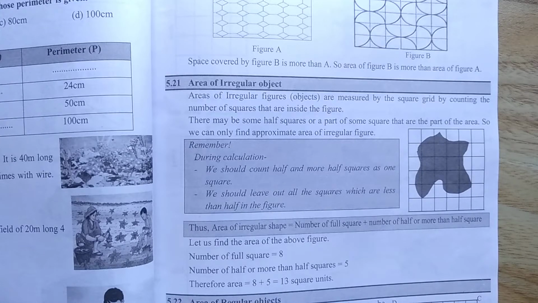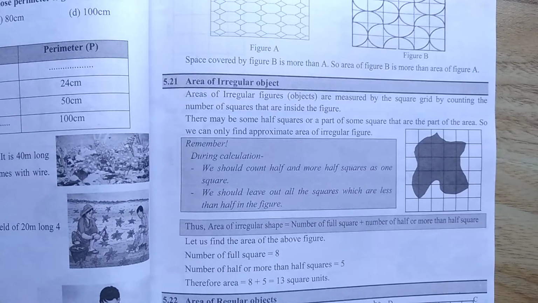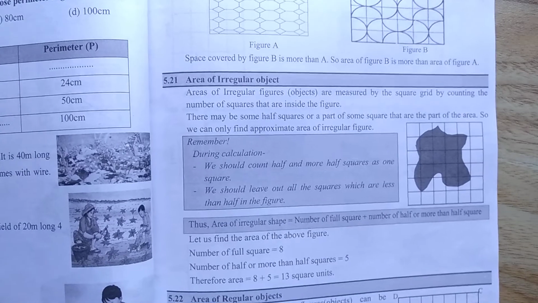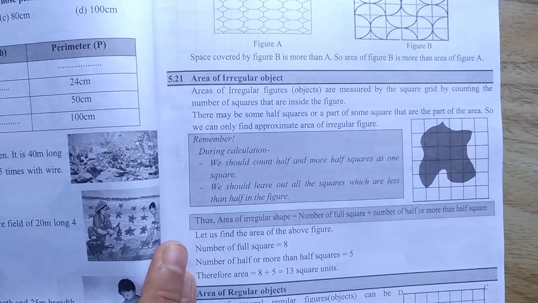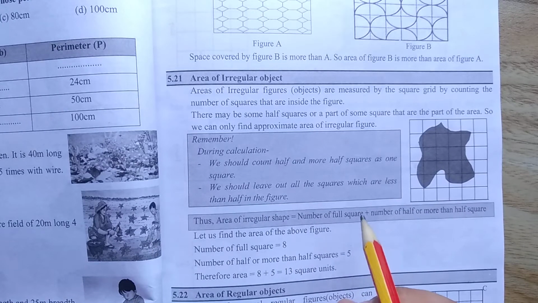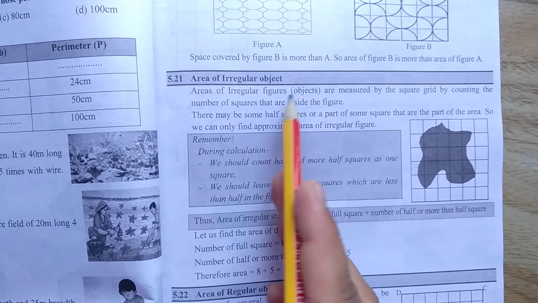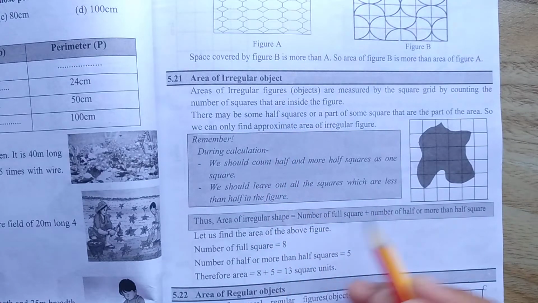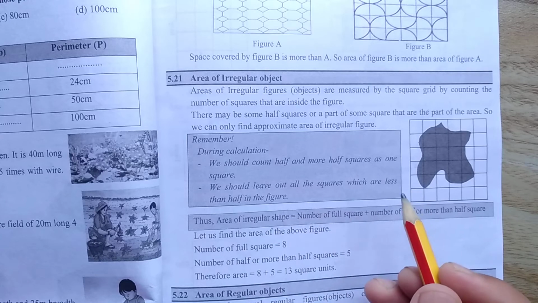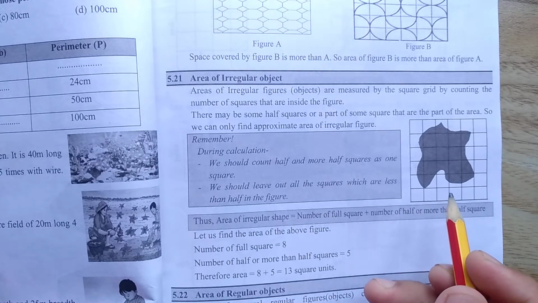Today we'll be discussing the area. As you know, we have already discussed perimeter in exercise 5.1. In this exercise 5.2, we'll be talking about the area of the irregular object as well as the area of the regular object. So how do we find the area of the irregular object? Let me discuss it first.